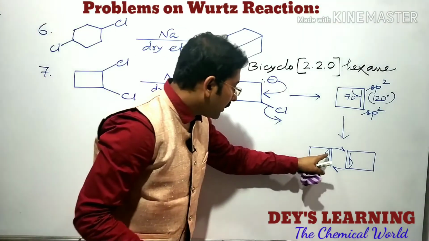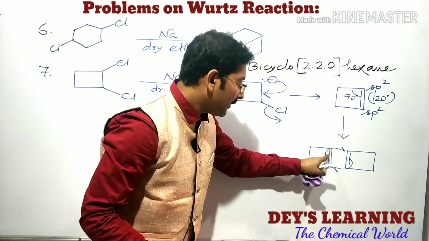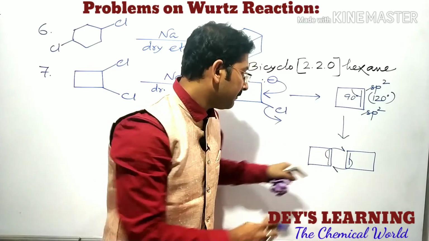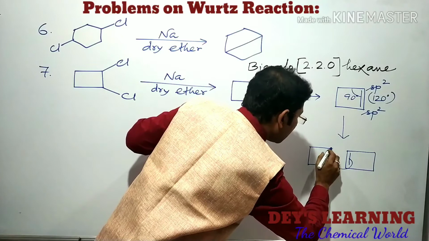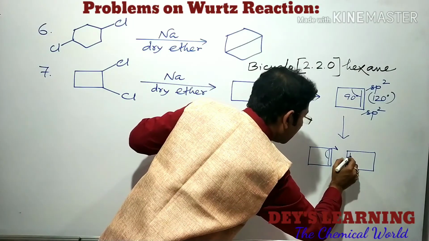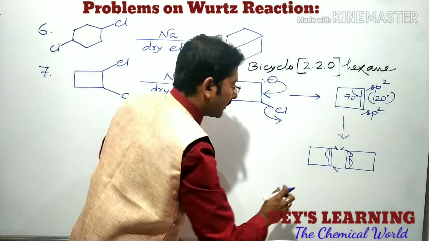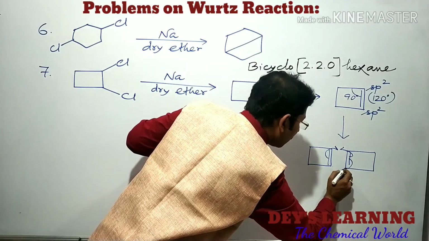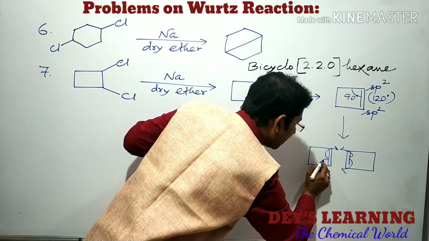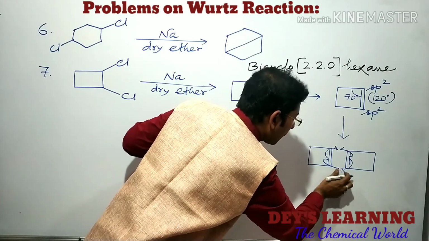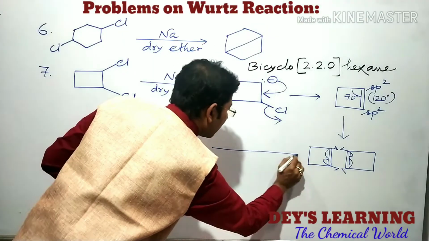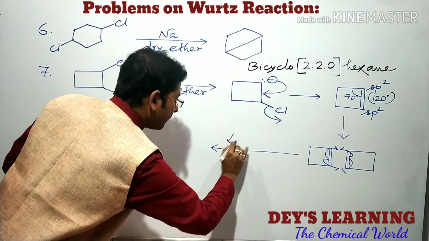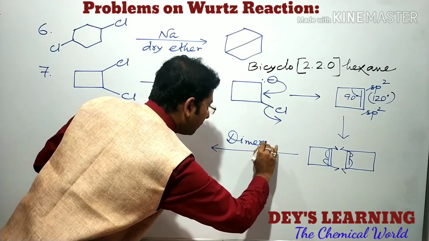So this bond will break, and one electron will go to this side, and one electron will go over there. So this molecule will participate in a dimerization reaction. This is dimerization.